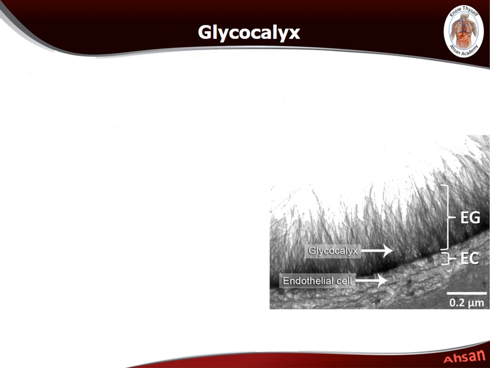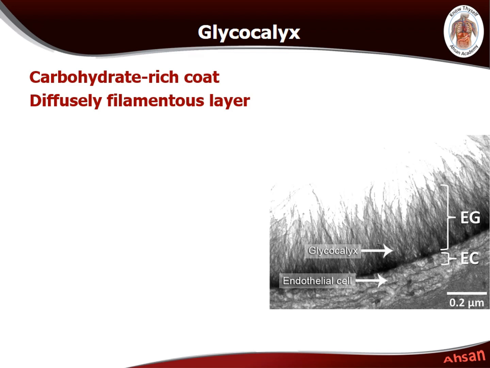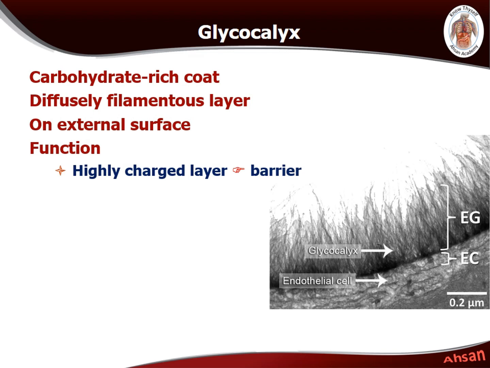Carbohydrate remains on the outer surface. They often produce patches. They concentrate in some areas, and this forms the diffuse filamentous layer over the outer surface of the cell. This layer is a highly chargeable layer and works as a barrier to many chemical substances. This also helps in identification of the cell.